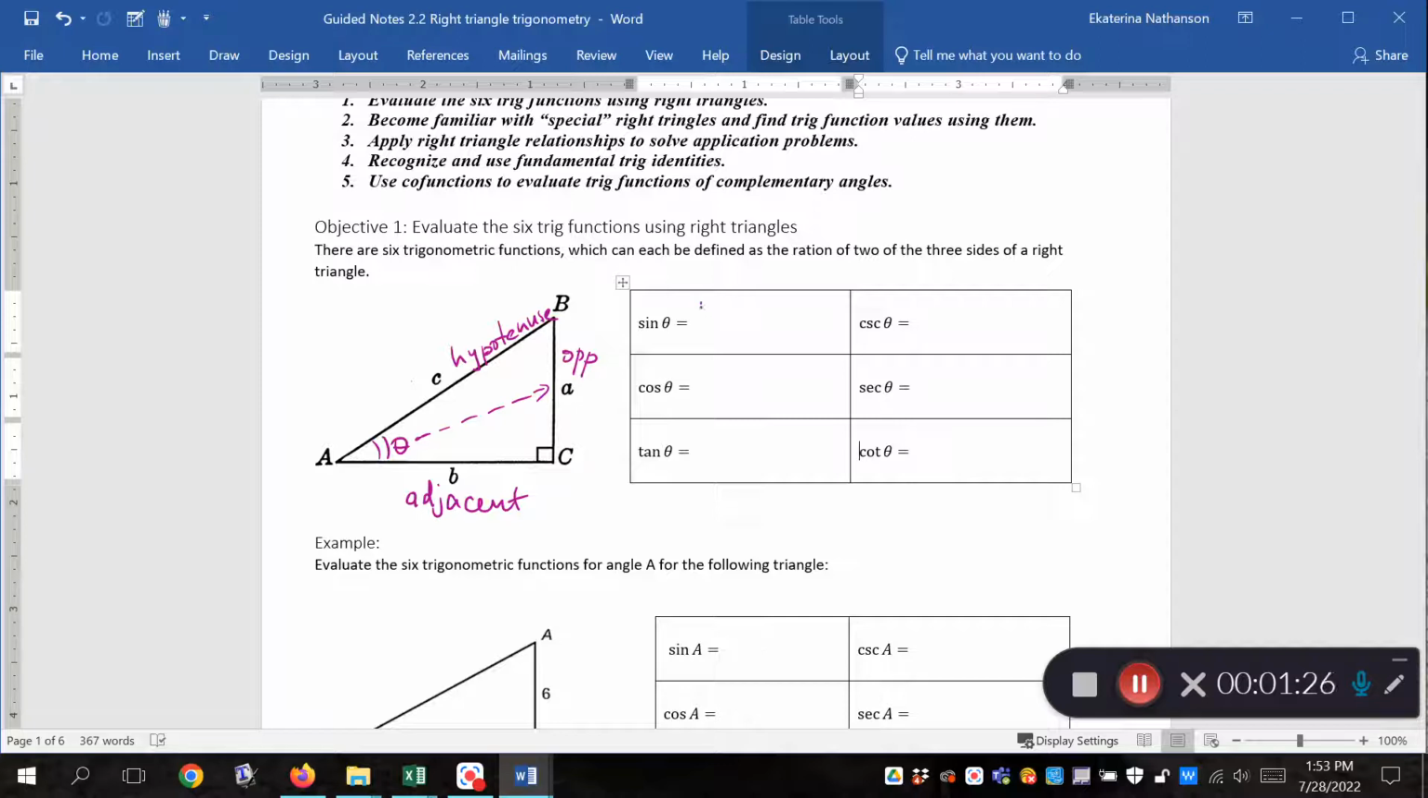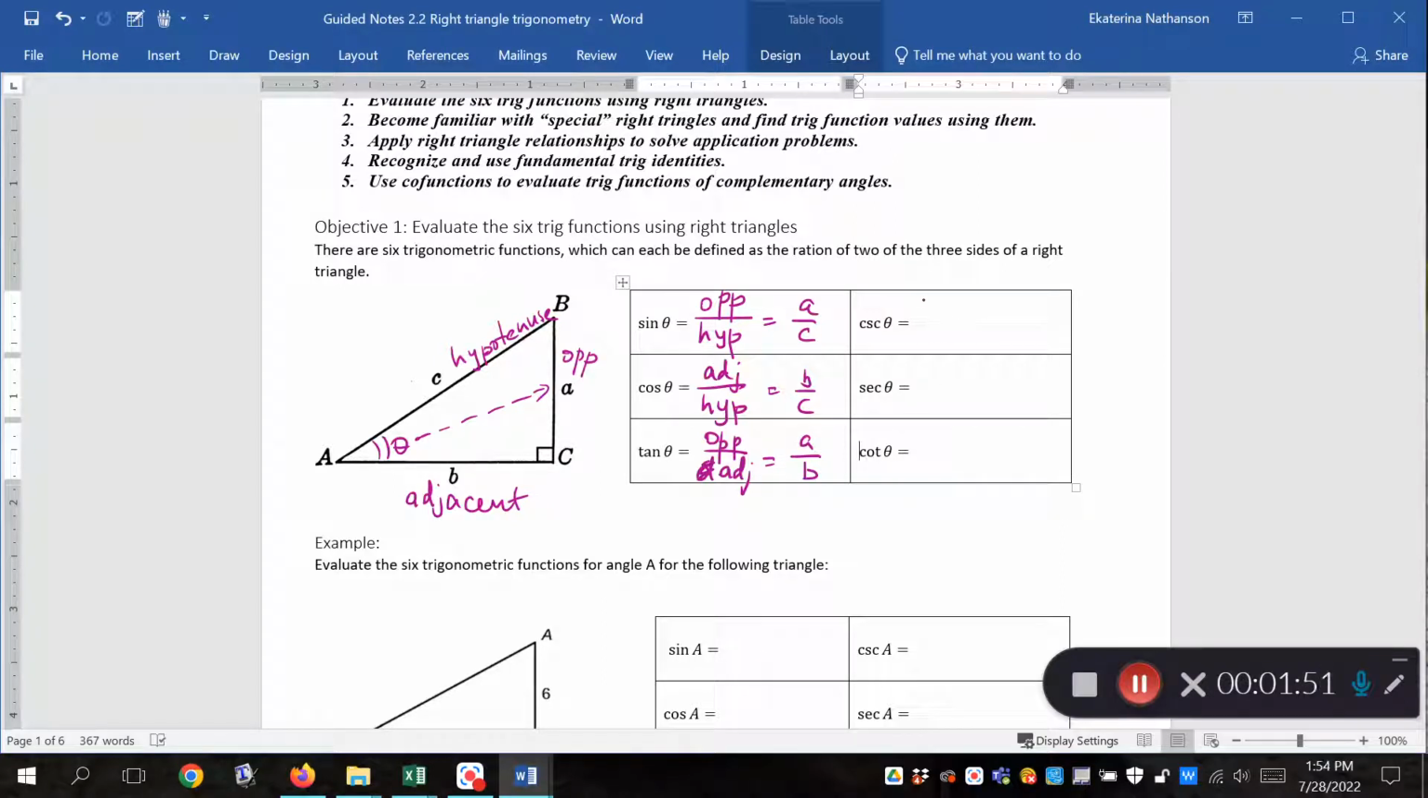Sine will be defined as the opposite side over hypotenuse, or A over C. Cosine is adjacent side over hypotenuse, or B over C. Tangent is opposite over adjacent, or A over B. And then the remaining 3 functions, cosecant, secant, and cotangent, are defined as the reciprocals of these values.